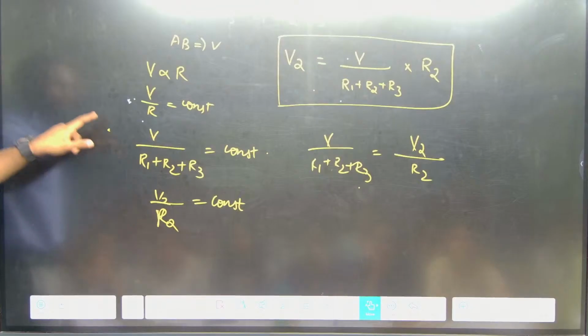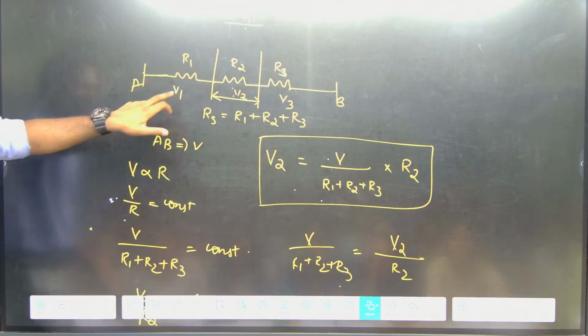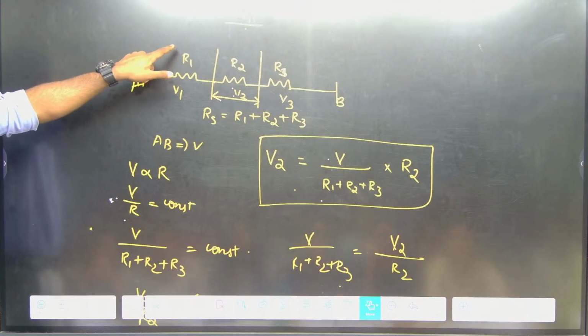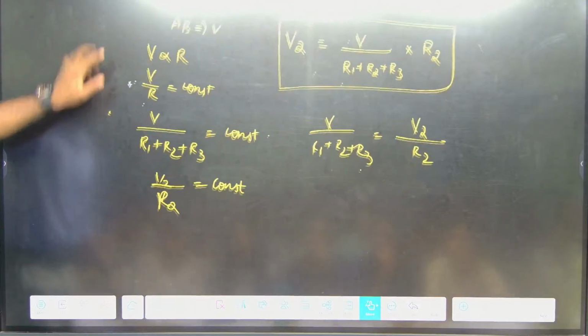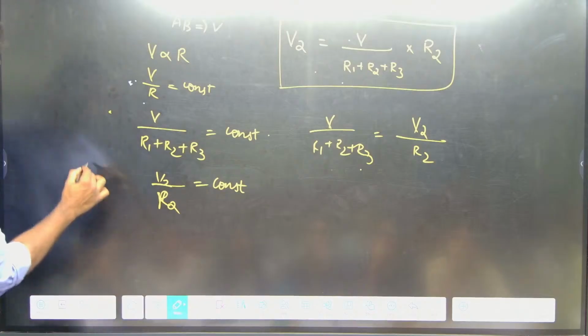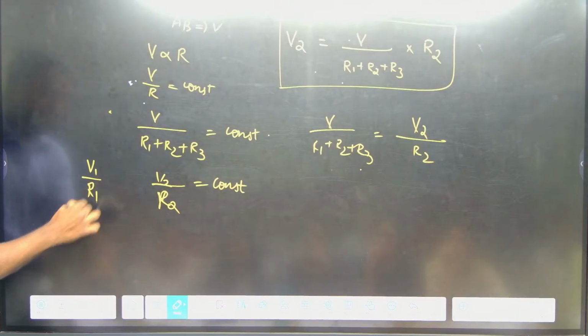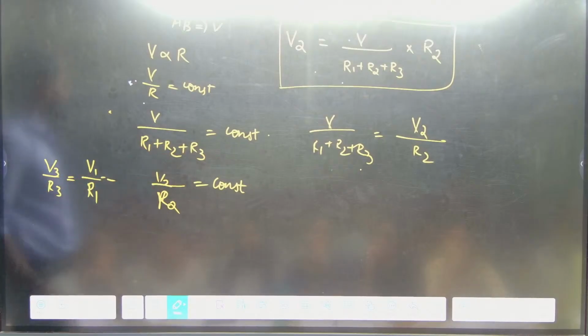Again I am talking about only V2, which means I am talking about only R2. If I talk about only V1, I talk about only R1. If I talk about only V3, I talk about only R3. So V2 by R2 is again constant. I can write V1 by R1 also, V3 by R3 also. So again everything is constant only.